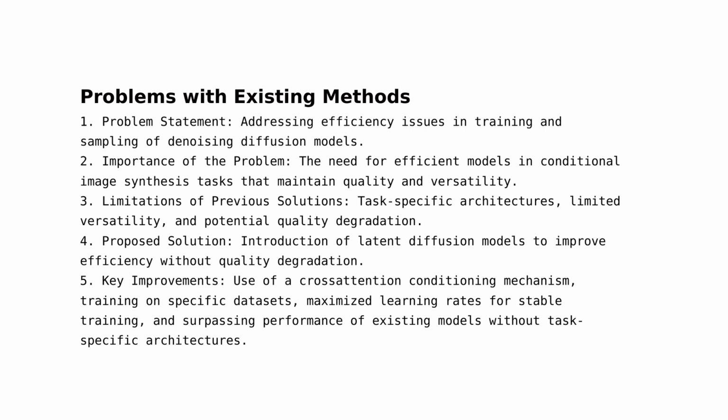Previous solutions and their limitations. Previous solutions have attempted to improve the efficiency of these models, but they often required task-specific architectures, limiting their versatility. Additionally, these methods may not have been as efficient, leading to a degradation in the quality of the models over time. New key improvements. The authors propose latent diffusion models as a solution to these problems. These models are designed to improve efficiency without degrading the quality of the models. A cross-attention conditioning mechanism is used to further enhance the performance of these models.